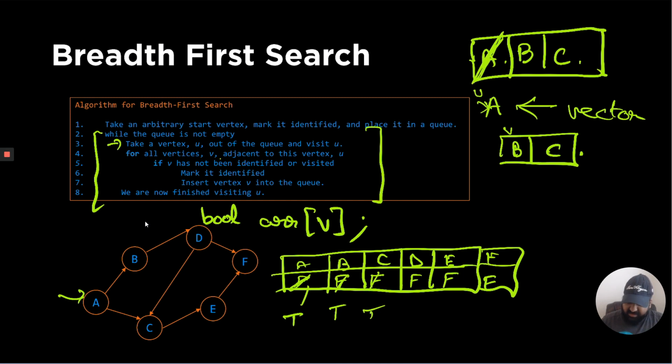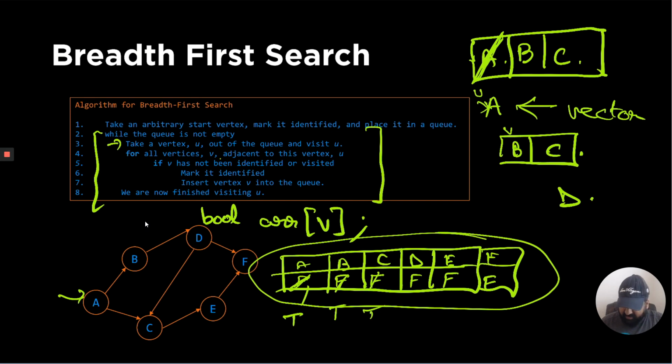Next, this is repeated, where you have B. We are going to check what the adjacent values of B are. So D will be returned. Now, since D has not been visited in this map, we are going to mark it as true, and we are going to insert D into this queue. After this, we have now finished visiting U, so you take a vertex out, and we have finished B as well.